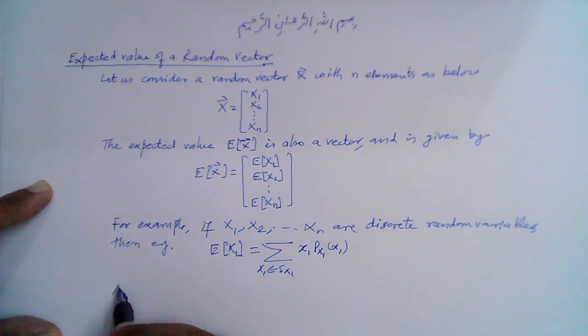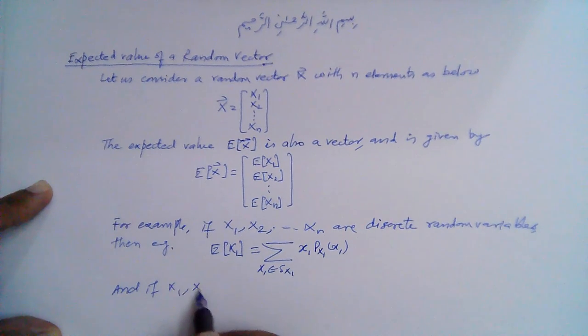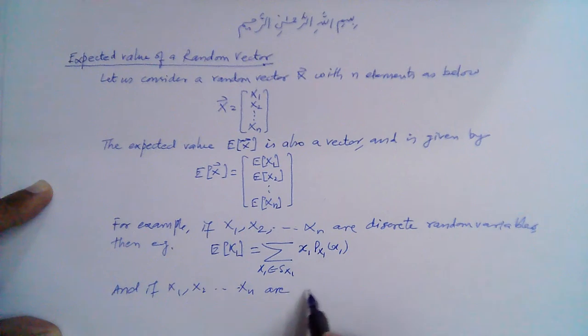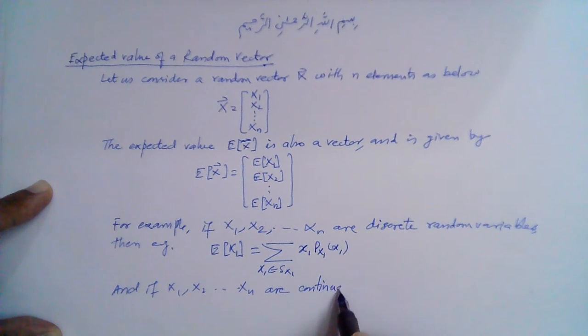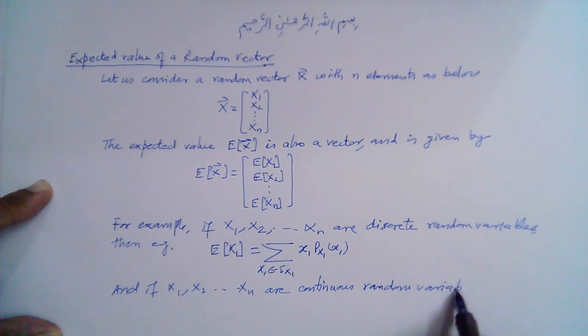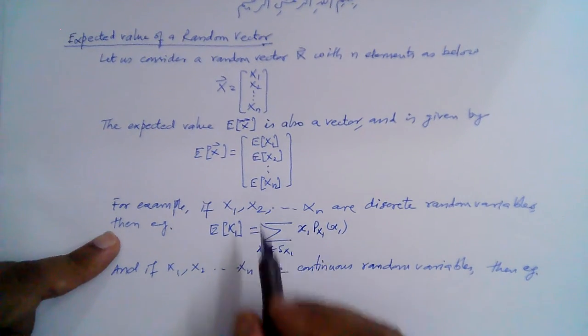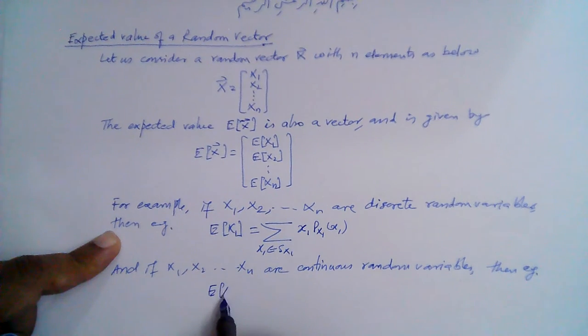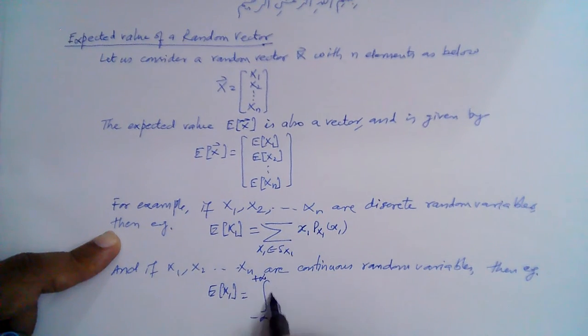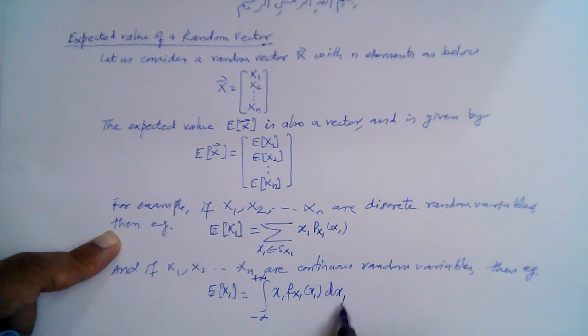And if x1, x2, xn are continuous random variables, then we need to calculate the expected value of each individual element. For example, for x1 the expected value will be given by this integral from minus infinity to plus infinity of x1 multiplied by the corresponding PDF f of x1, x1, and dx1 here.